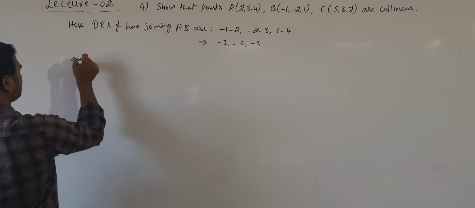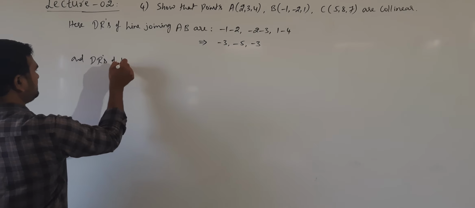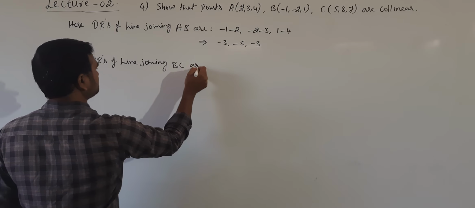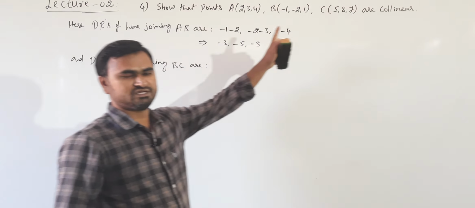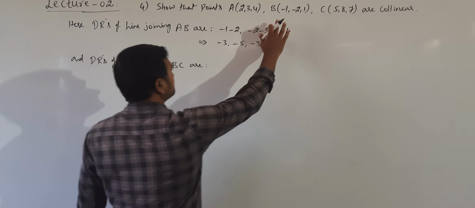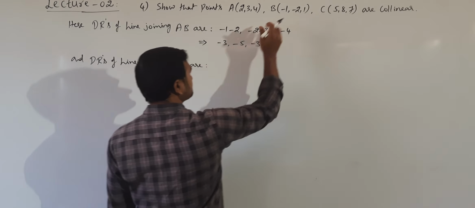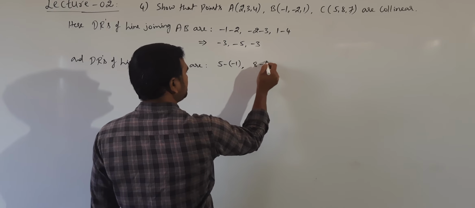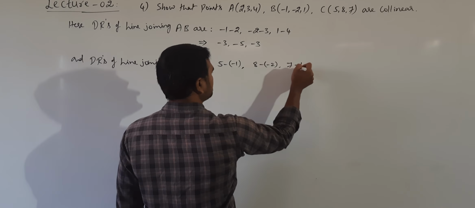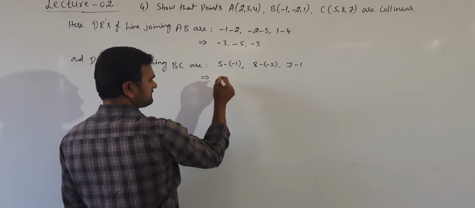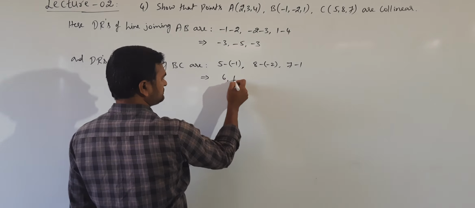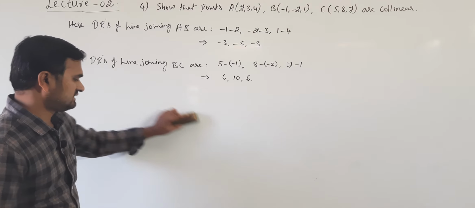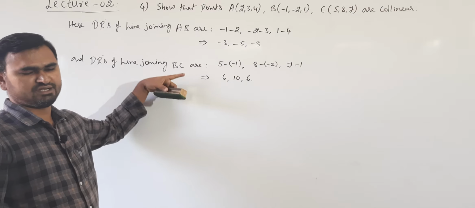Next, the DRs of the line joining BC. Again x2 minus x1: 5 minus -1, 8 minus -2, 7 minus 1. 5 minus -1 is 6, 8 minus -2 is 10, 7 minus 1 is 6. So these are the DRs of the lines joining AB and BC.